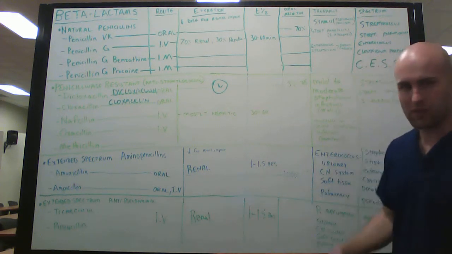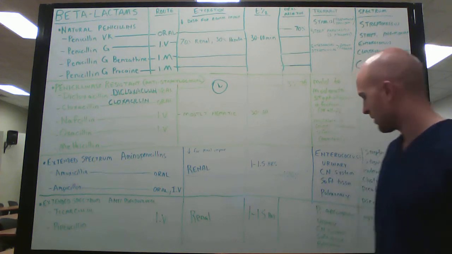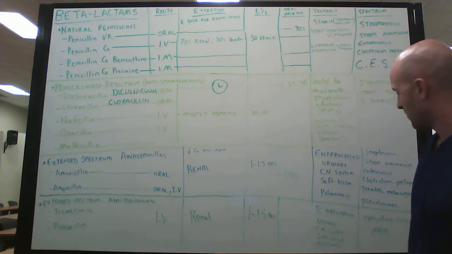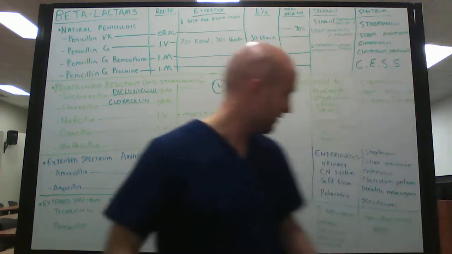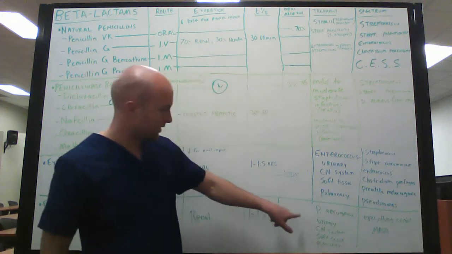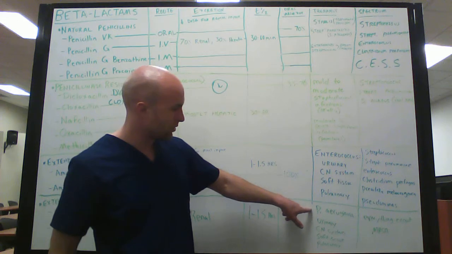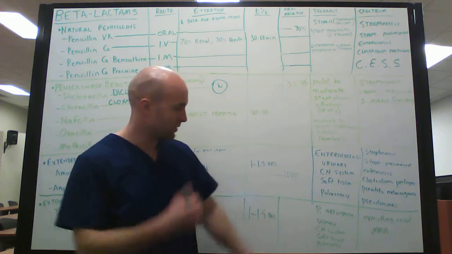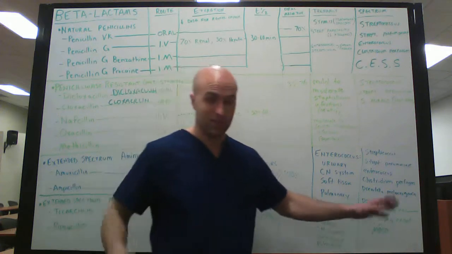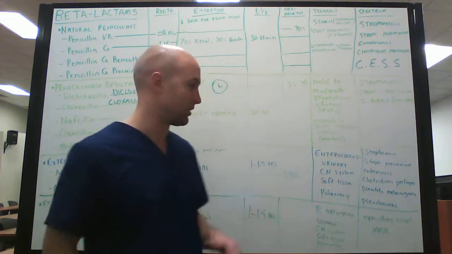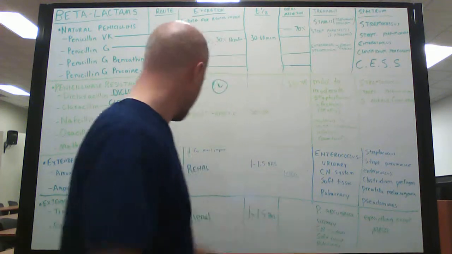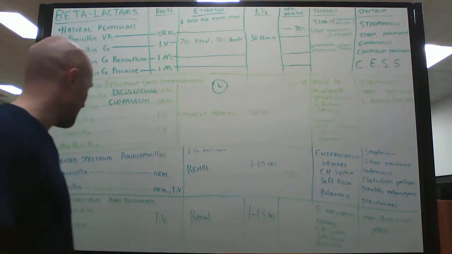Renal excretion, given IV. It goes out through the kidneys, and it's 1 to 1.5 hours for its half-life, and it is used for Pseudomonas aeruginosa infections of the urinary tract, central nervous system, soft tissue, and pulmonary, and it kills everything except for MRSA. Okay, so anything that you could have, it gets handled by extended spectrum anti-pseudomonal.